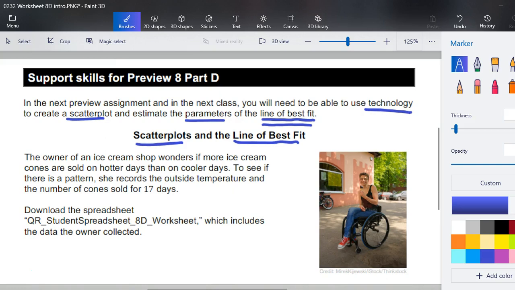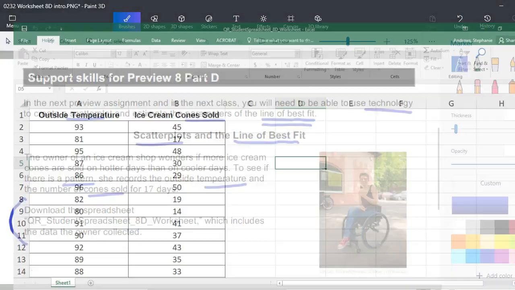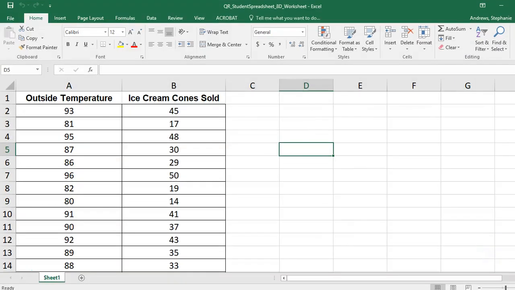The owner of an ice cream shop wonders if more ice cream cones are sold on hotter days than on cooler days. To see if there is a pattern, she records the outside temperature and the number of cones sold for 17 days. You and I have a spreadsheet where all of this data exists, and you need to go to D2L, and under the top tab of Content, you'll then find a side tab of Spreadsheets. From there, you'll need to open up this spreadsheet with outside temperature and the ice cream cones sold.